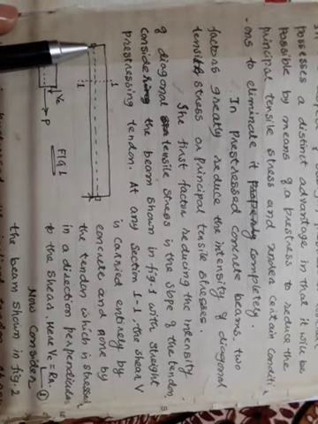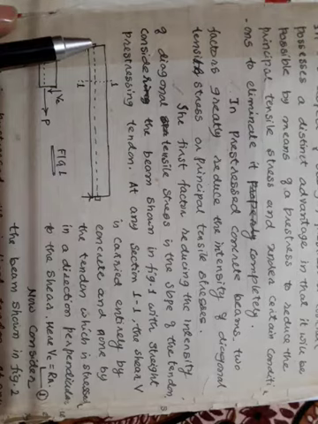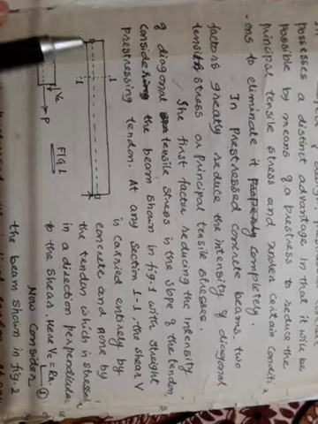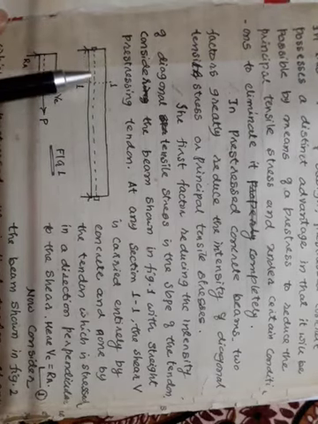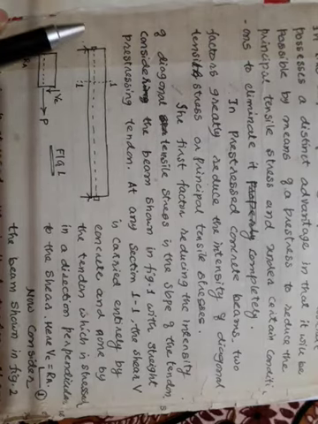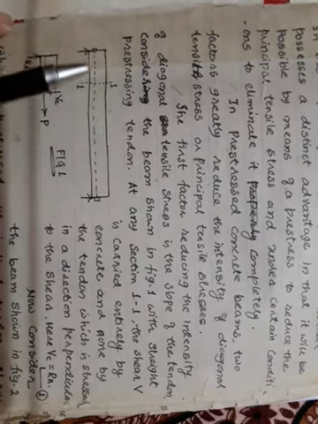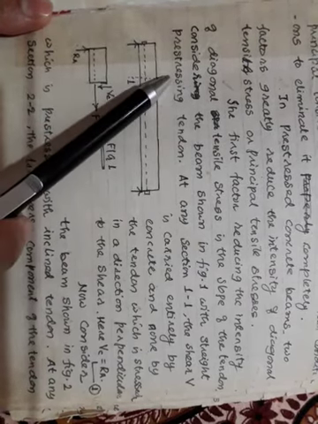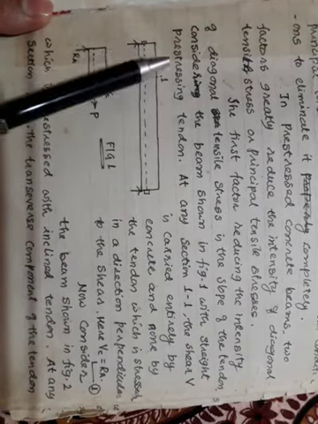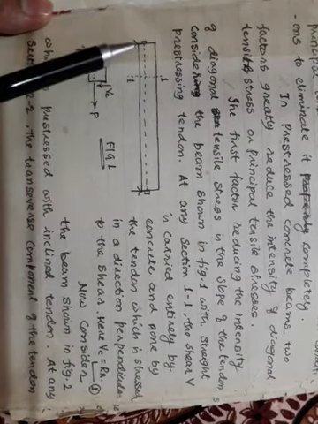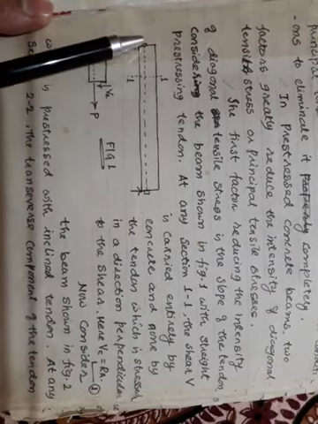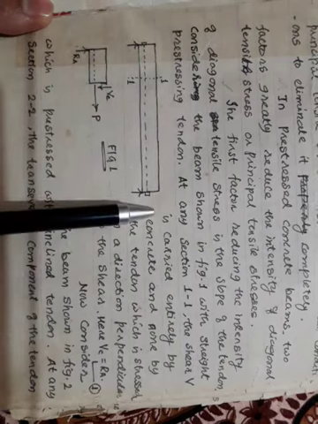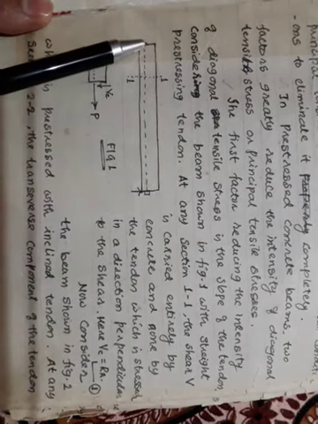Say for example, in case of a prestressed concrete beam, assume that I have laid a straight cable like this. If I lay down a straight cable, what happens? Let us see. I will take a section 1-1 in this prestressed concrete beam. The cable is laid straight here, and I have applied some prestressing force P.